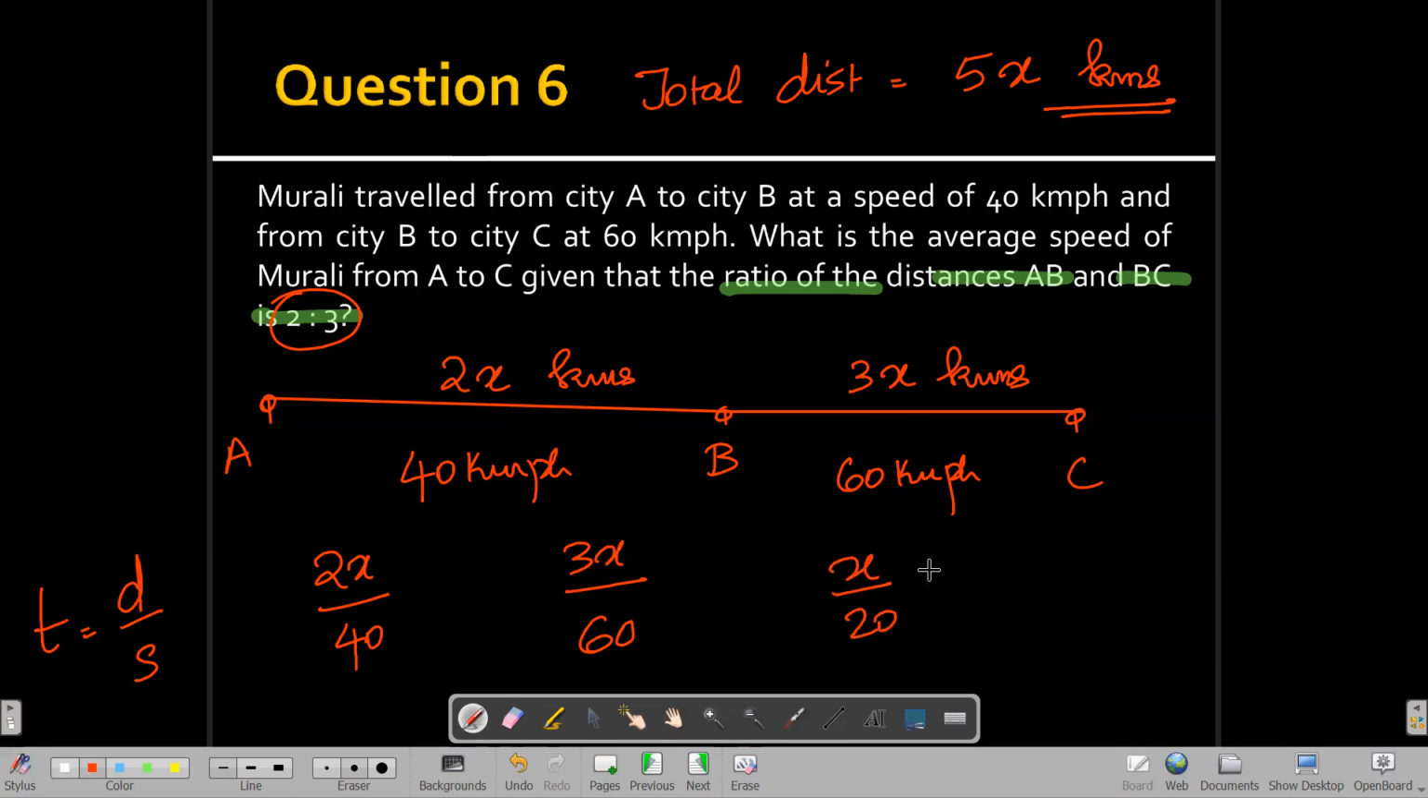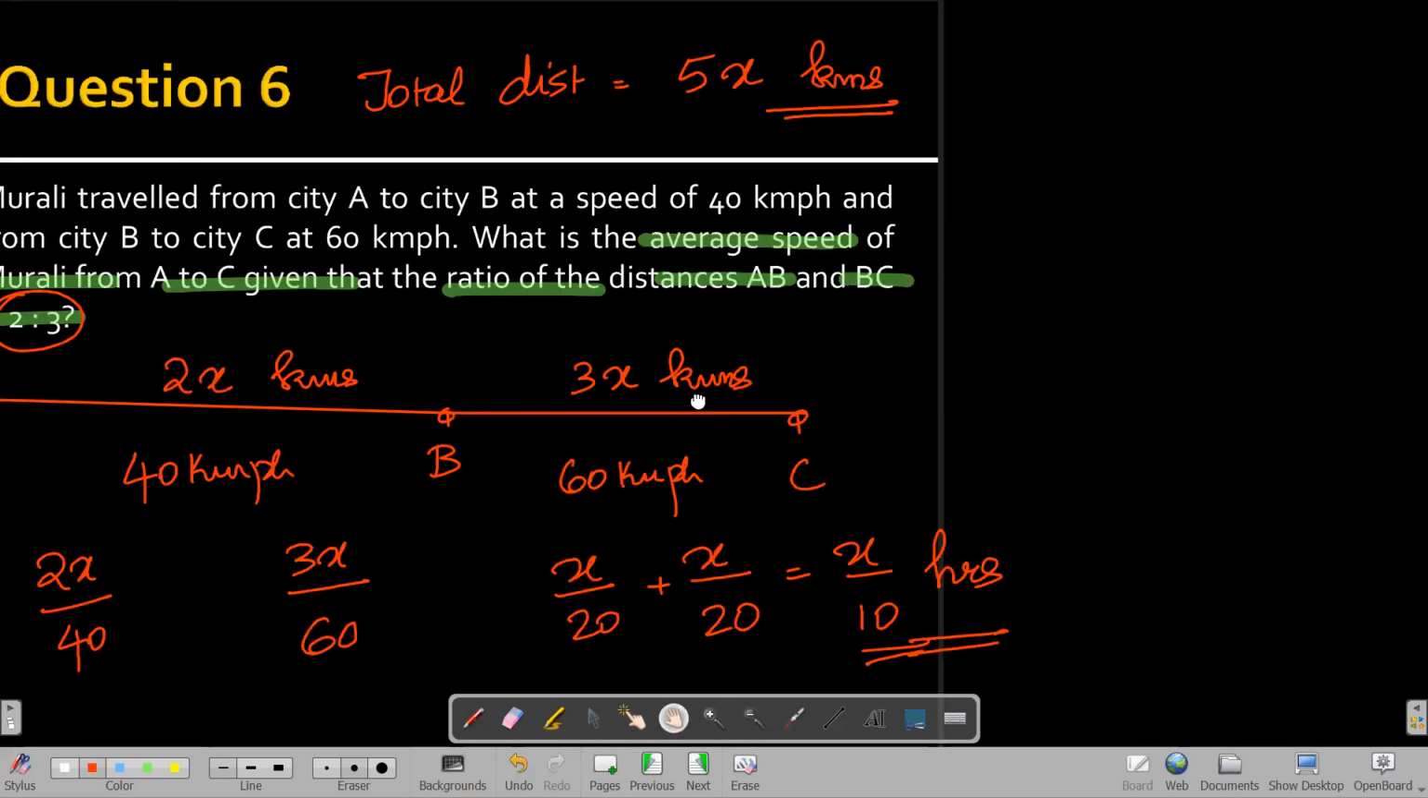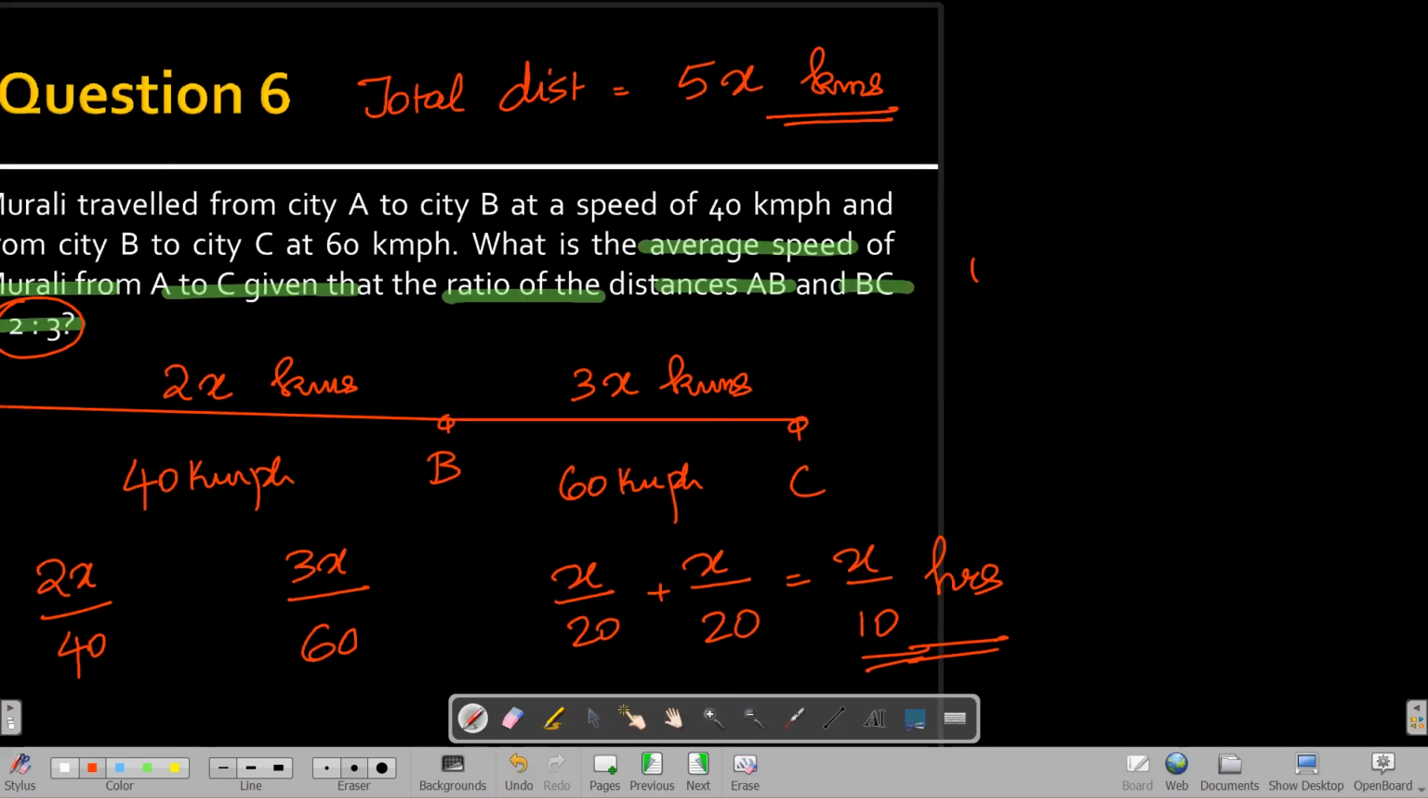Same way, 3x by 60 is also as good as x upon 20. So the total time taken, that is x by 20 plus x by 20, is nothing but x by 10 hours. Okay, so that is the total time taken. You are asked to find the average speed of Murali from A to C. You know that average speed is nothing but total distance traveled by total time taken.